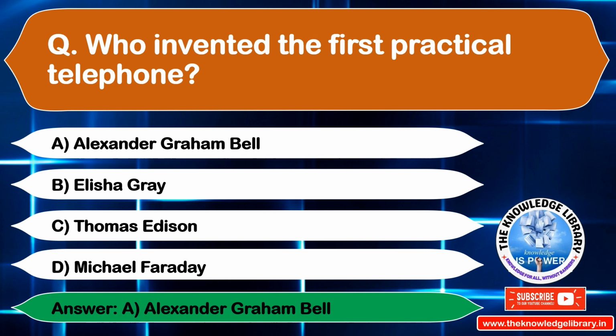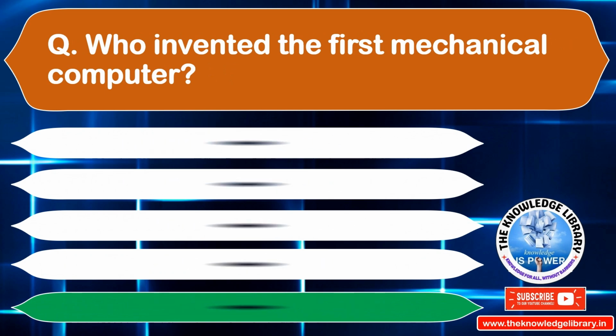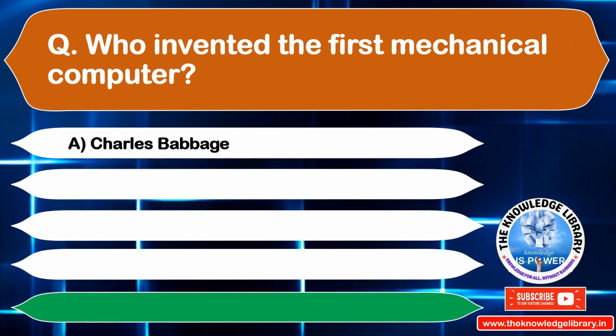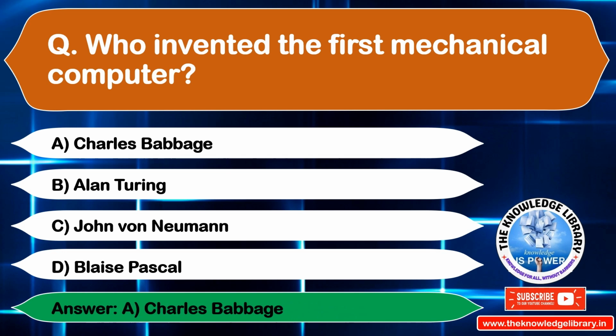Moving to the next question. Who invented the first mechanical computer? Option A, Charles Babbage. Option B, Alan Turing. Option C, John von Neumann. Option D, Blaise Pascal. The correct answer is option A, Charles Babbage.